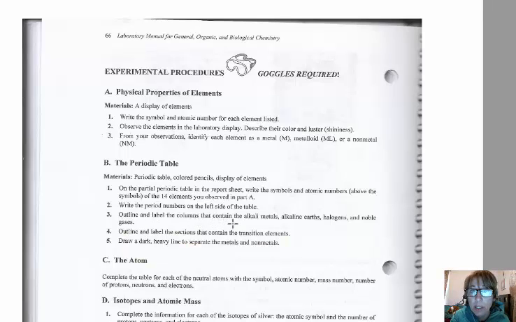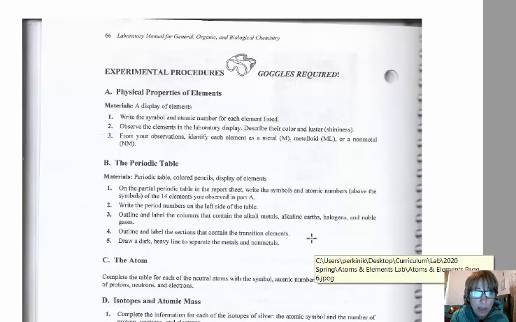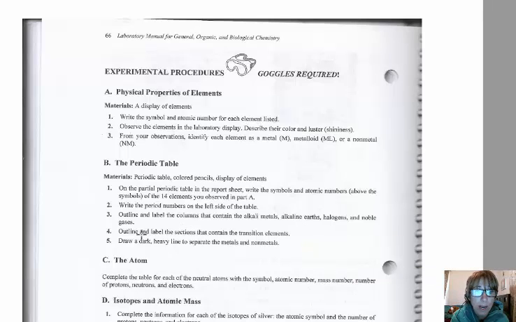Outline and label the columns that contain the alkali metals, alkaline earths, halogens, and noble gases. So you can just use an arrow and point to where each of those are on the periodic table. And when you're looking at the alkali metals, be sure not to include hydrogen, because hydrogen's not an alkali metal, even though it's in group 1A. Outline and label the sections that contain the transition metals.